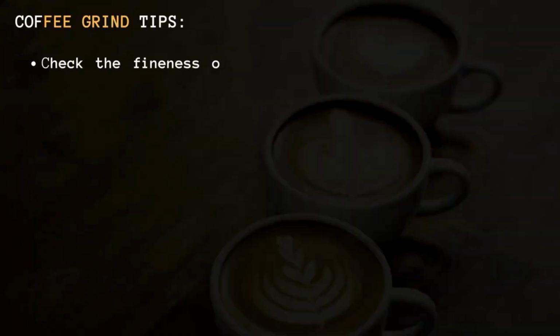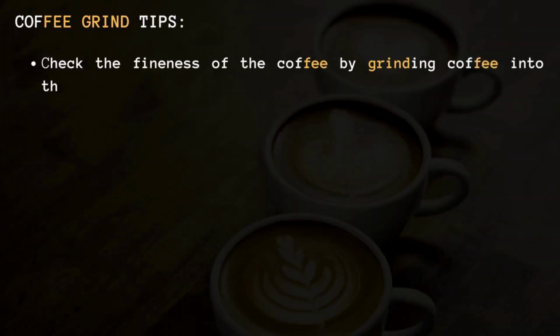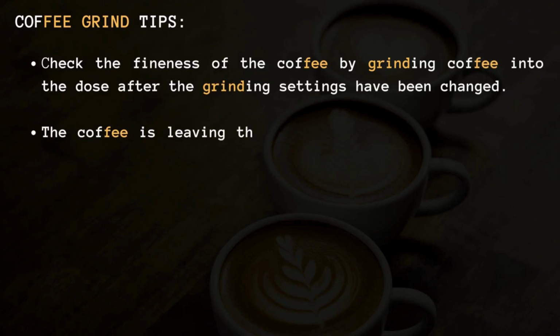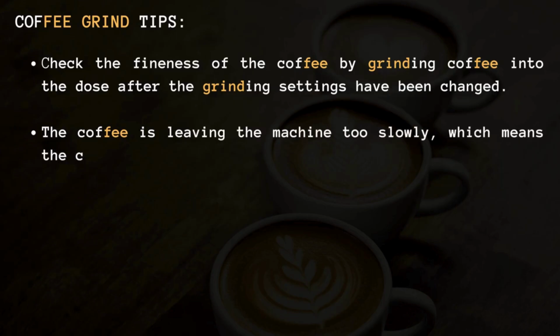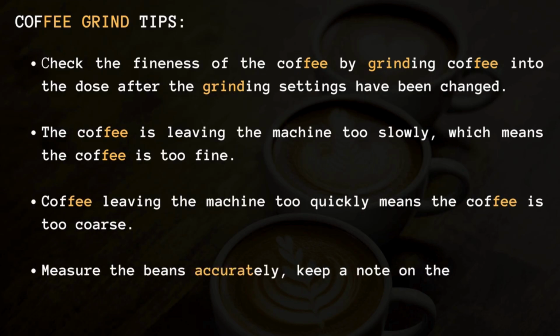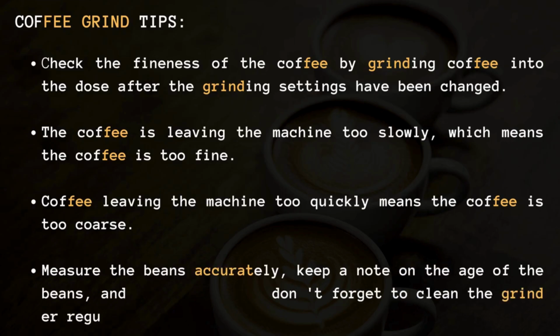Coffee grind tips. 1. Check the fineness of the coffee by grinding coffee into the dose after the grinding settings have been changed. 2. If the coffee is leaving the machine too slowly, that means the coffee is too fine. 3. If coffee is leaving the machine too quickly, that means the coffee is too coarse. 4. Measure the beans accurately, keep a note on the age of the beans, and don't forget to clean the grinder regularly.